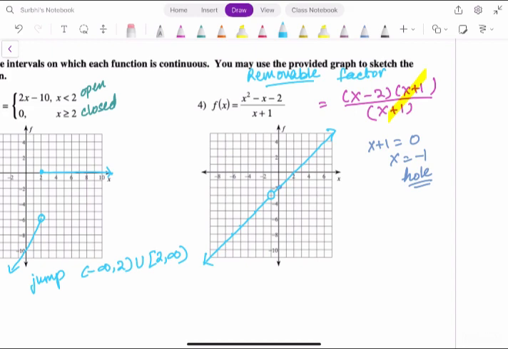And we can write the interval negative infinity to negative 1 because it has a hole at negative 1, and from negative 1 to infinity. Right, let's quickly go to question number 5. Yes, keep in mind that x minus 2 is a linear graph.